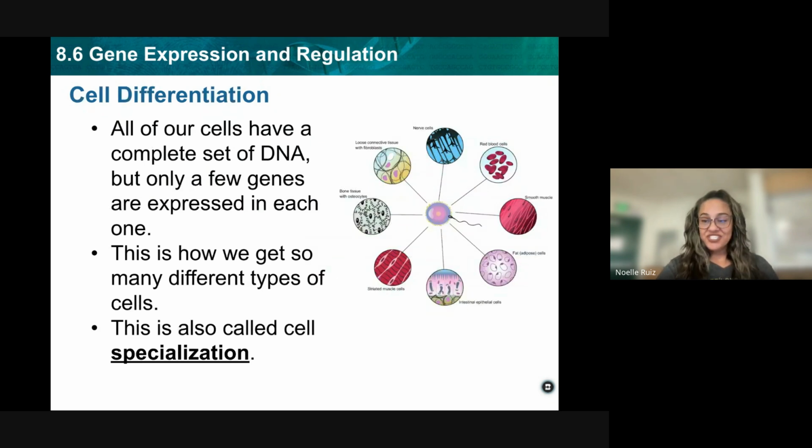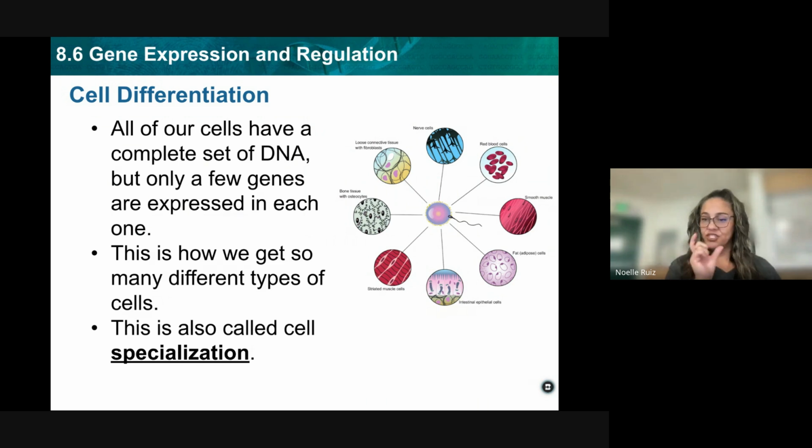Cell differentiation. So all of our cells have a complete set of DNA. We have 3 billion base pairs in every single one of our cells. So why aren't all of our cells the exact same? It's because only a few genes are expressed in each one. Out of those 3 billion base pairs, this part will get expressed in your eye cells. This part will get expressed in your stomach cells. This part will get expressed in your skin cells. They're all there. All 3 billion base pairs are there.